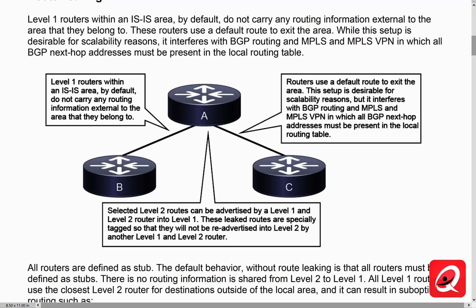So IS-IS does support a feature called route leaking, where we can take those level 2 routes and advertise them into level 1 by a level 1 and level 2 router. Those leaked routes get tagged. They're not going to be re-advertised back into level 2. That's a loop avoidance mechanism, or advertised back to another level 1 and level 2 router.